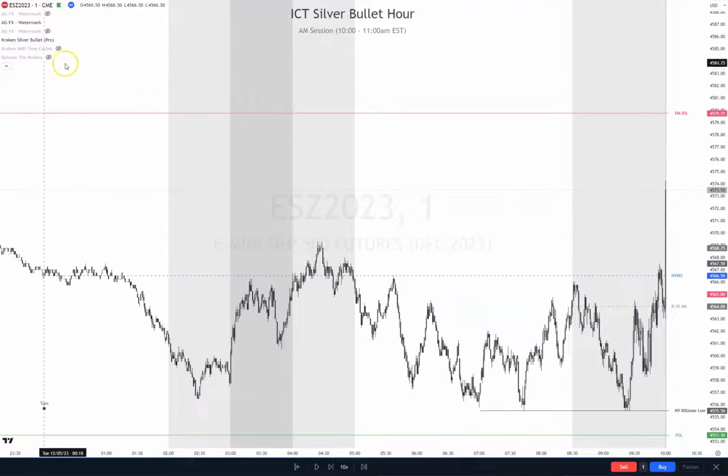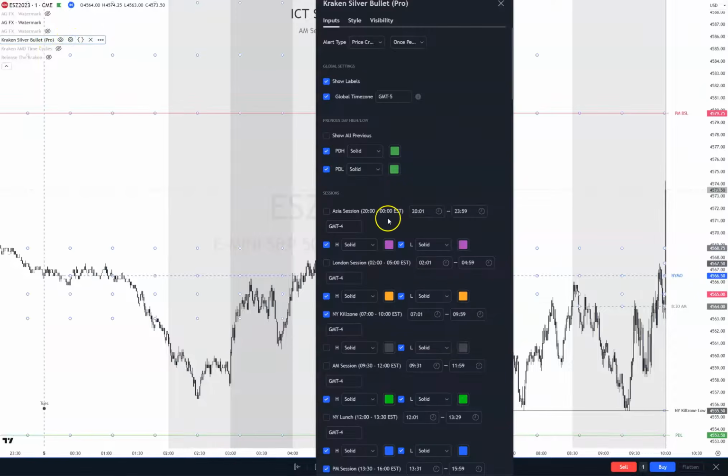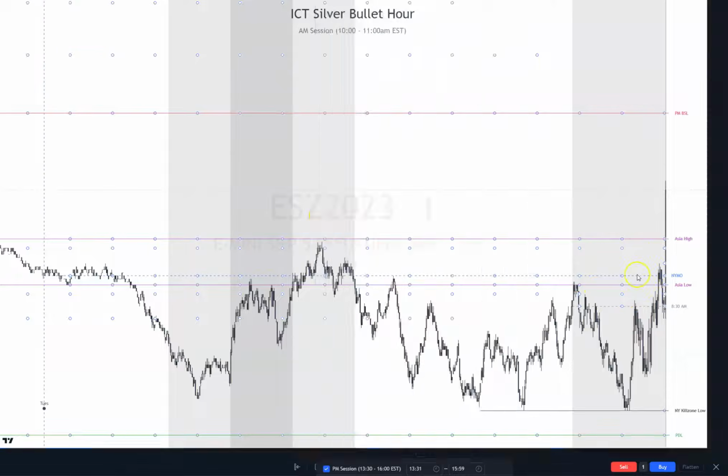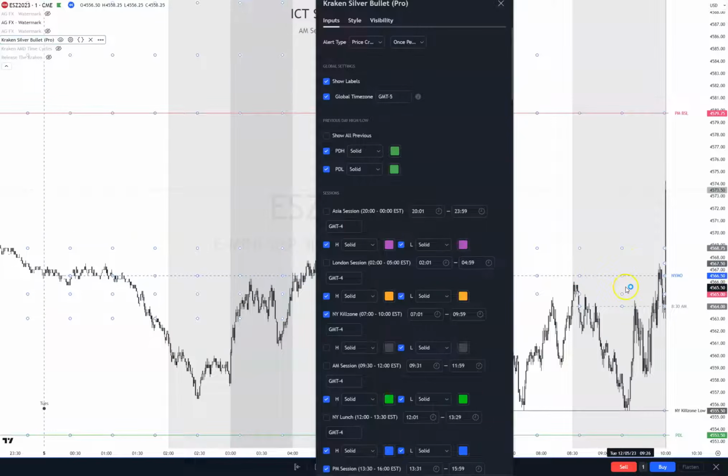But why, when I can just turn on the Kraken Silver Bullet indicator, and it's going to show me Asia has been taken? Asia's been swept. Okay, I know that Asia has been taken. I usually leave on the most recent one that was just purged when I'm trading live, so I can remember it, because I look at other charts while I'm trading.